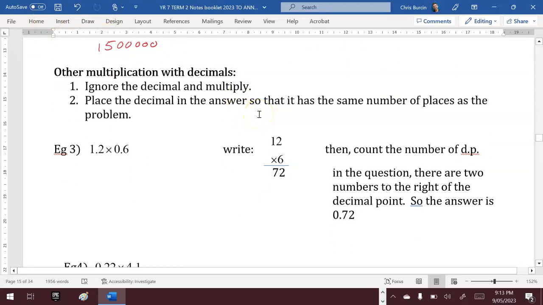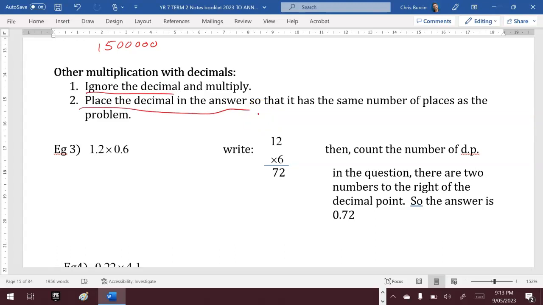Okay, other multiplication with decimals. You can totally ignore the decimal. What? Let me explain. Afterward, you can place the decimal in the answer so it has the same number of places as the problem. So here we go. Let's pretend we have no decimal. 1.2, that's really just 12, isn't it? Yeah, let's pretend for now. Stay with me, times 0.6.